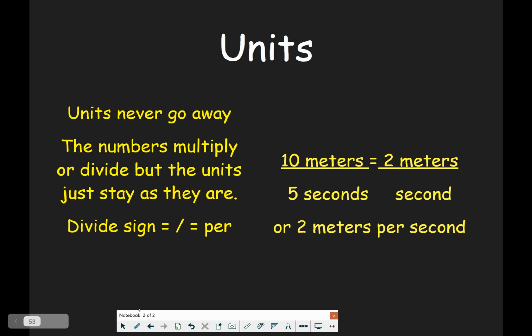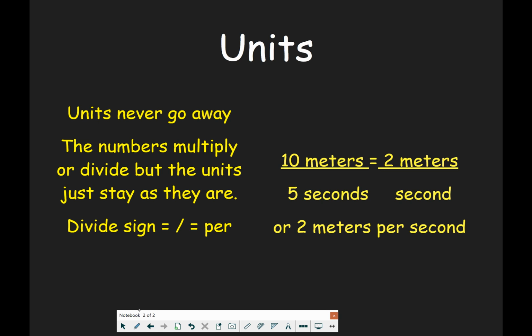Okay. Now, one of the things you've got to remember about units. Units are like centimeters or meters or seconds. It is the unit at the end of every number. Every single number must have a unit. I have 5 bananas. Bananas are my units. I am 64 inches tall. Inches is my units. Units never go away. The numbers multiply or divide, but the units just stay as they are. Okay?